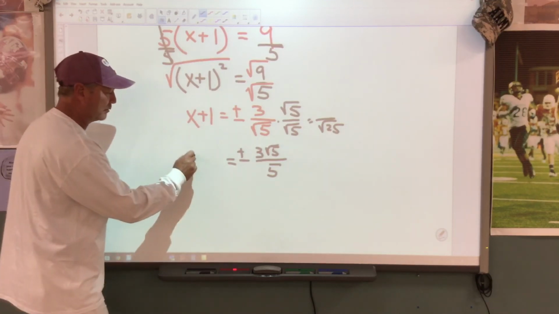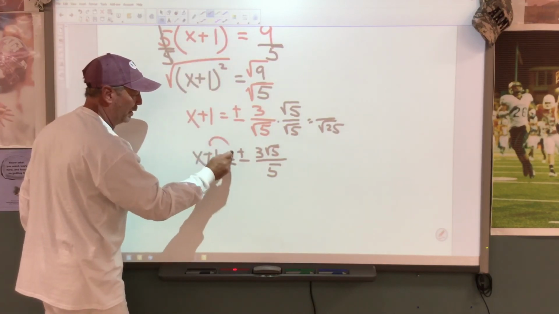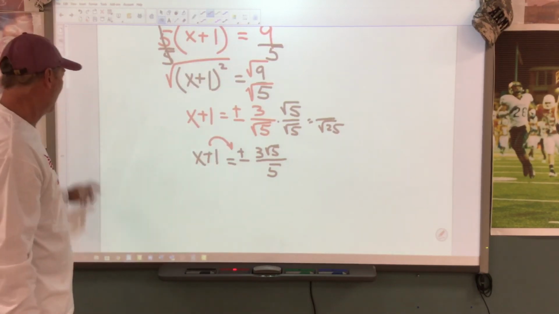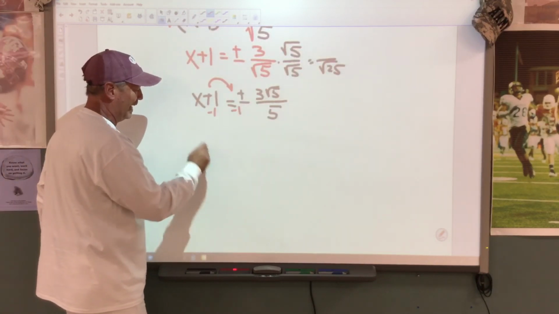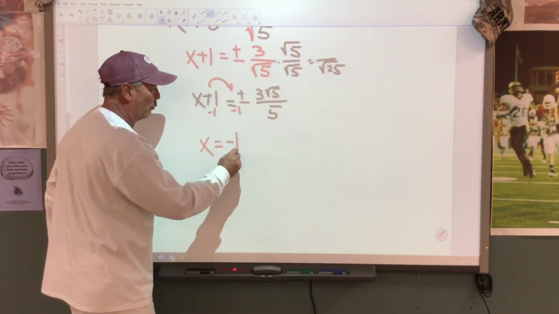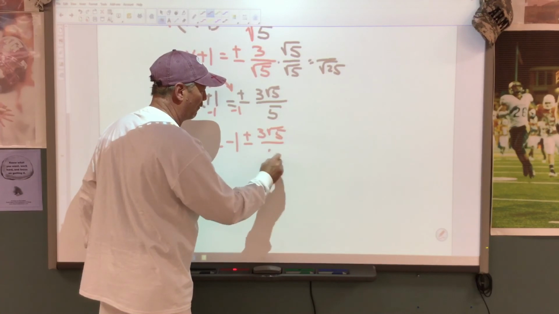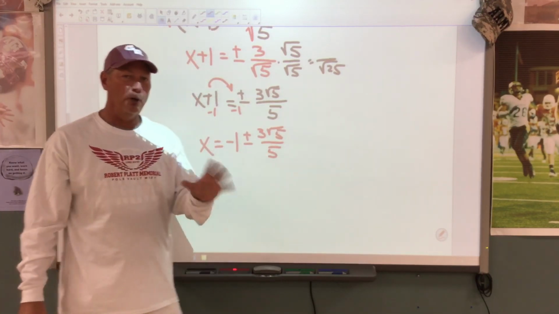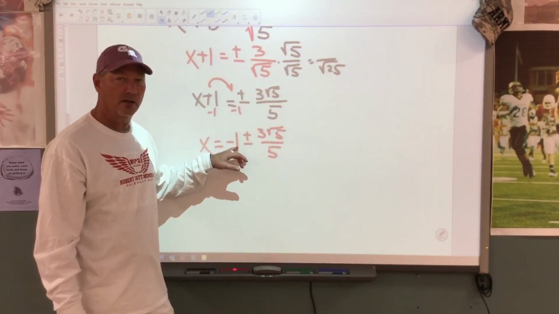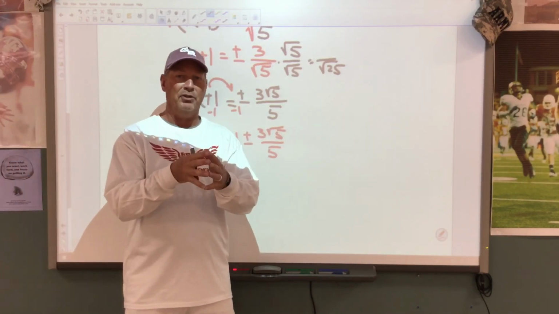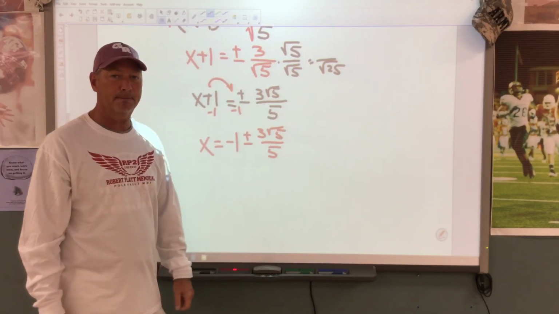I still have my x plus 1 here. So my final step is to move my 1 and put it in front of my plus minus. So the final answer, by going minus 1, x equals negative 1 plus or minus 3 square roots of 5 over 5. Now, if we wanted to, we could push the issue and make you get a common denominator and write it as one big fraction. But we're going to be nice to you and let you leave it like that right there.